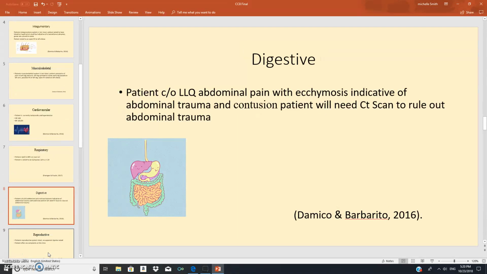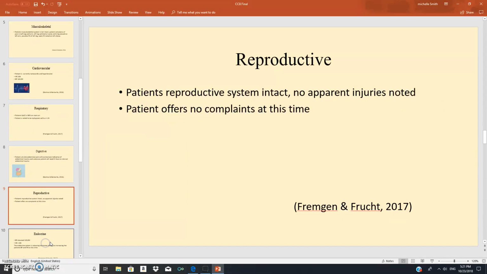Digestive. The patient is complaining of left lower quadrant abdominal pain with ecchymosis indicative of abdominal trauma and contusion. Patient will need CT scan to rule out abdominal trauma. Reproductive. The patient's reproductive system is intact. No apparent injuries noted. Patient offers no complaints at this time.